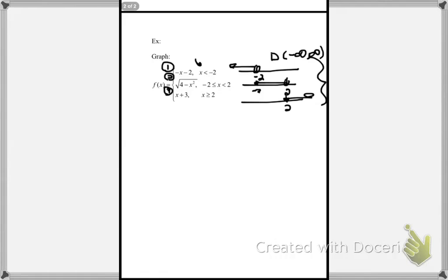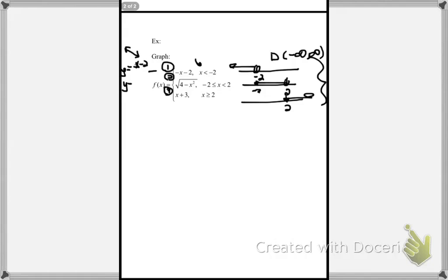And it maintains a function because a vertical line test says one has to be open, one has to be closed. So let's talk about these individual functions. In your first function, you have a line, y equals negative x minus 2. This is going to give you a negative sloped slanted line.